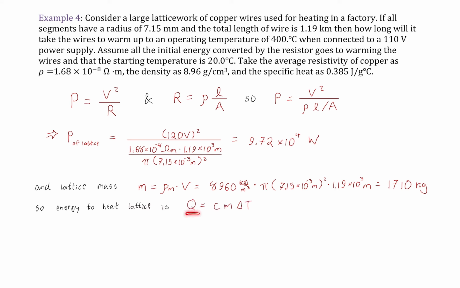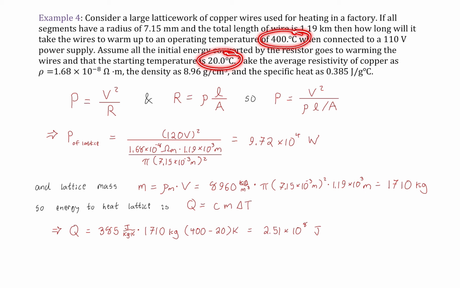And then the energy to heat it is Q for heat equals C times M times delta T. This is the specific heat formula. C is the specific heat of copper, M is the mass, and delta T is the temperature change of the copper. So the Q to heat this much copper is the specific heat, 385 joules per kilogram Kelvin, again converted from joules per gram to joules per kilogram, times the mass of all the lattice work, times the temperature change. The temperature change went from starting at 20 and ending at 400, so that was a 380 degrees Celsius temperature change.